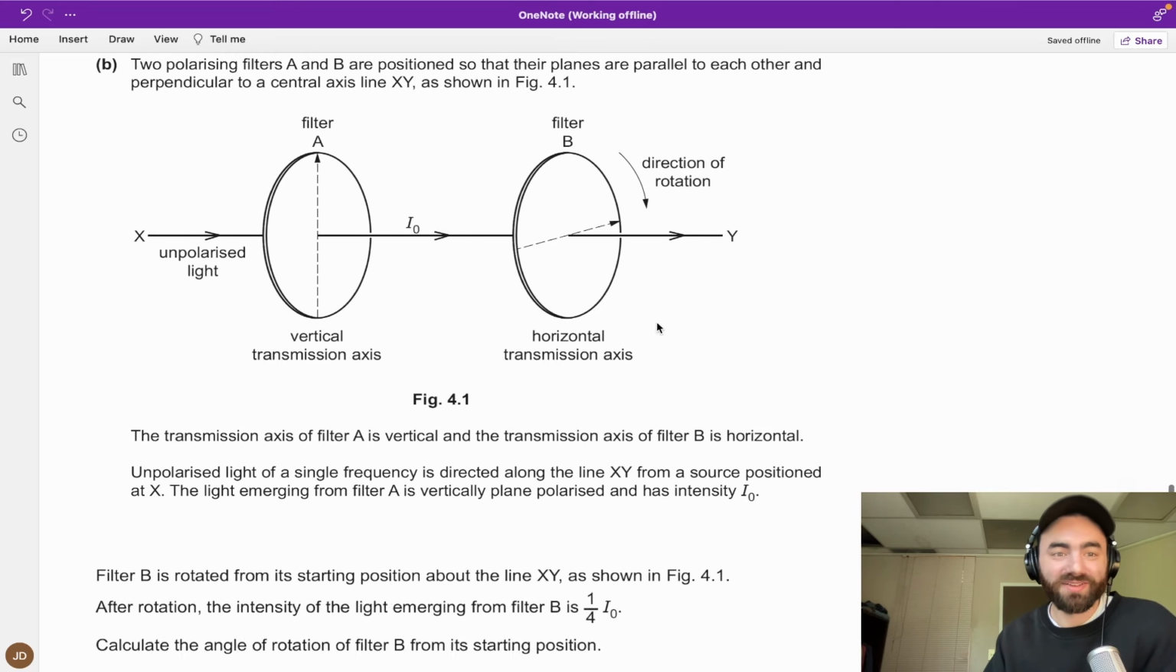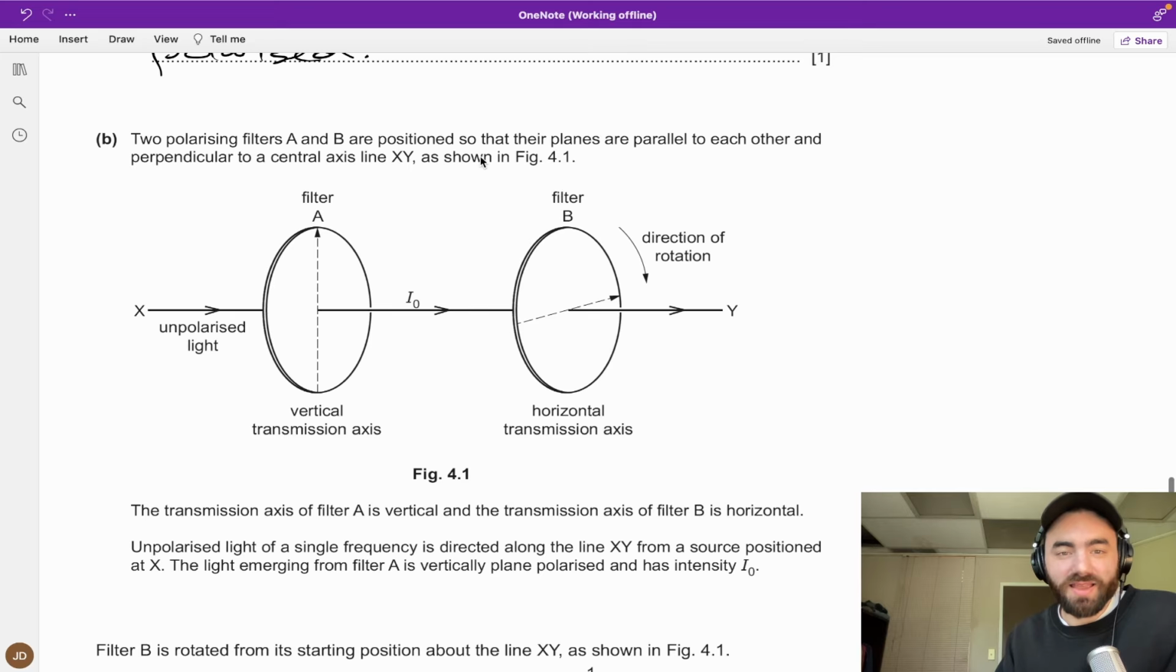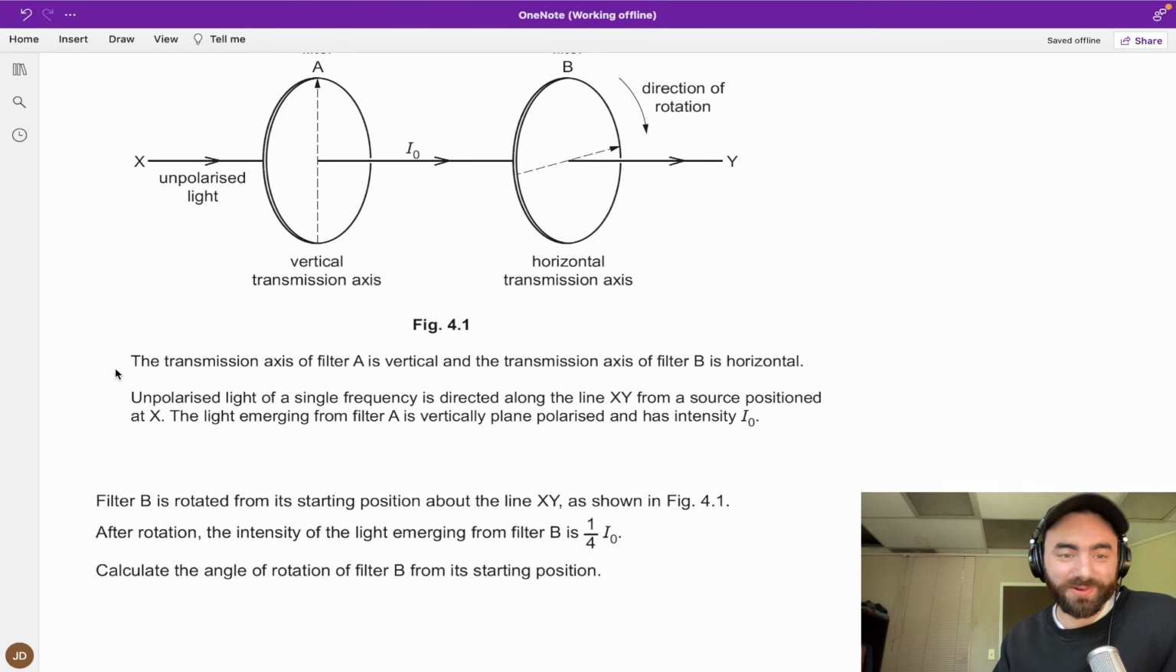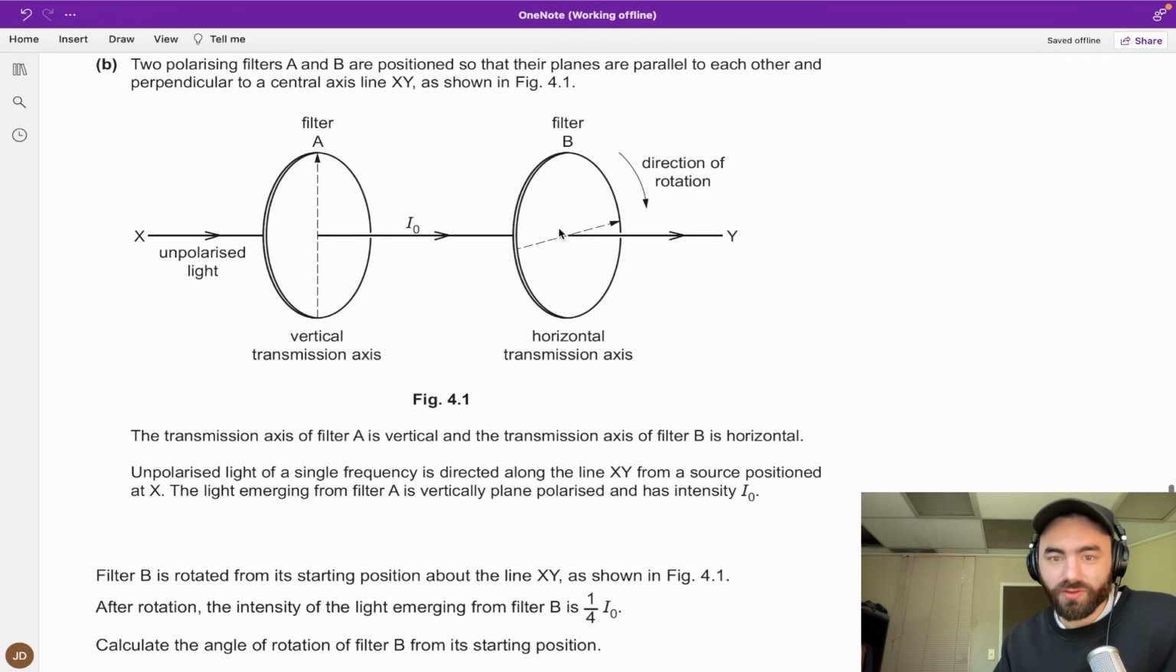Look at the diagrams. Two polarized filters A and B are positioned so that they're... okay. We have a filter A and a filter B. These questions, bro. Transmission axis, filter A, vertical. Okay, so this is filtering vertically, so the light is going to come out vertically. This is filtering horizontally.